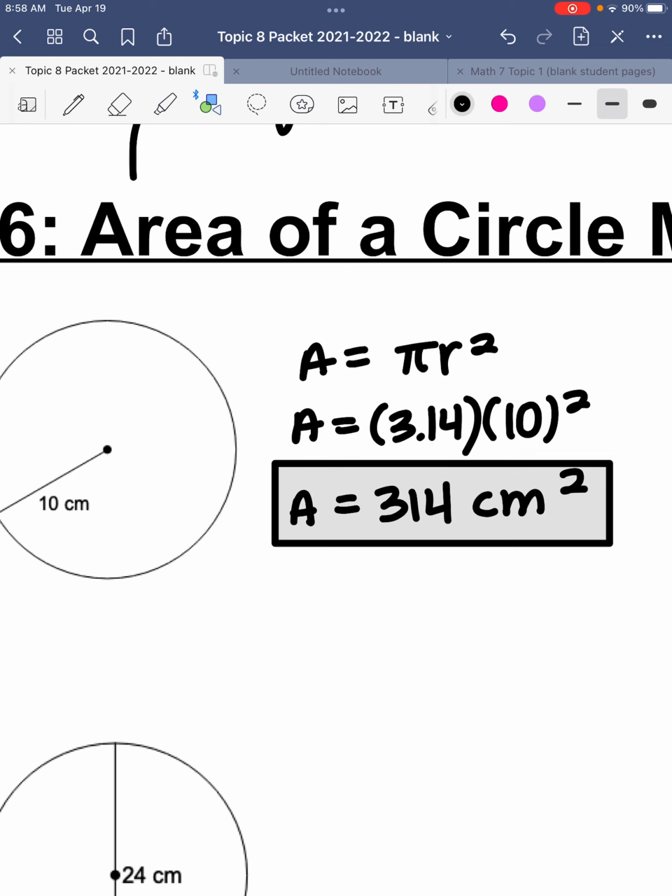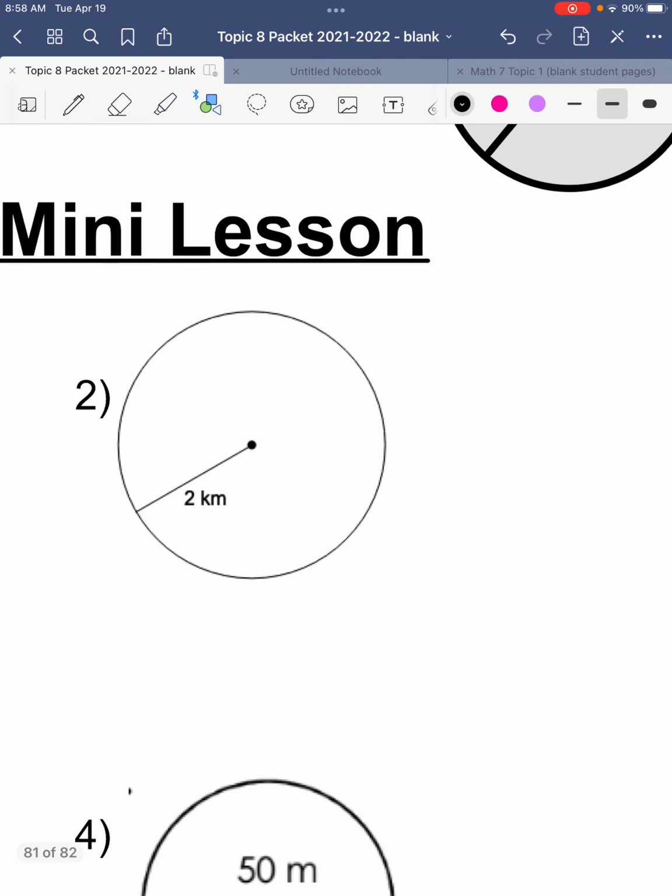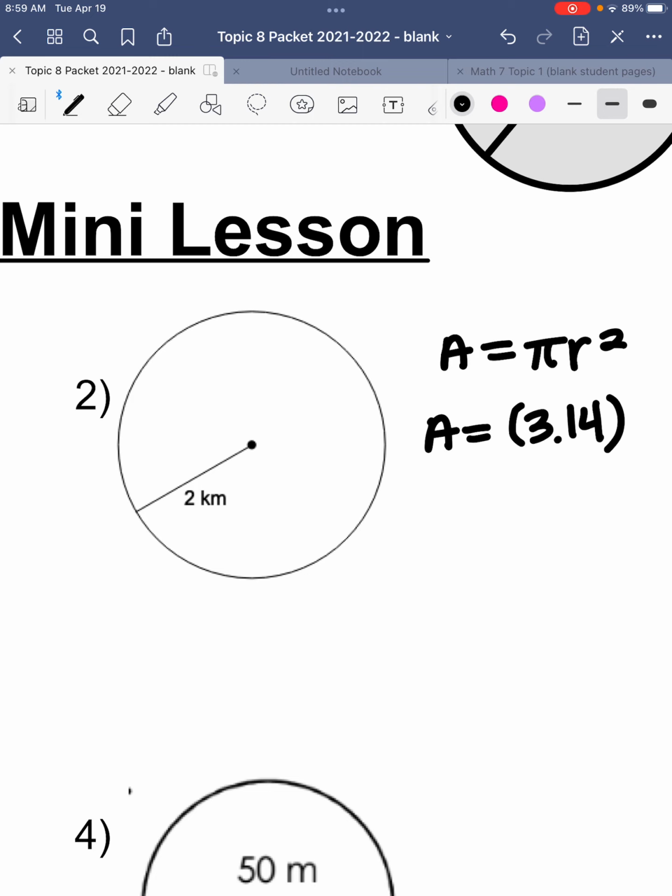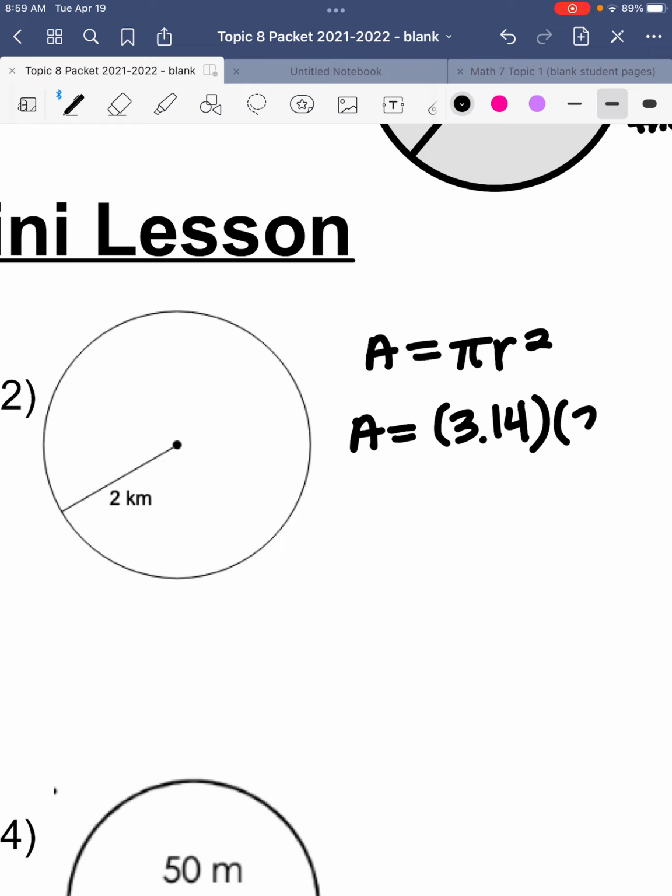Okay, let's move on to number 2. Again, I'm given a circle that has a radius. So I'm going to use my same formula, A equals, and like I said, I was just going to paste this, pi times the radius squared. So what can I plug in here? Well, A equals 3.14 for pi, and then my radius is 2, and I'm going to square that.